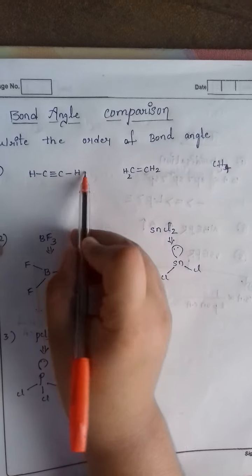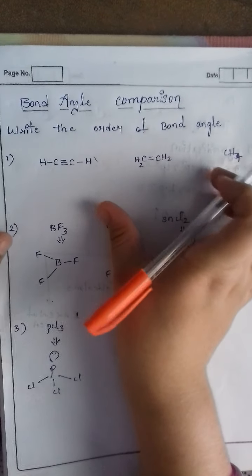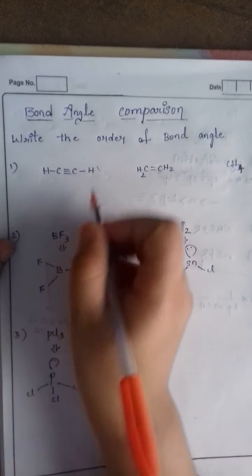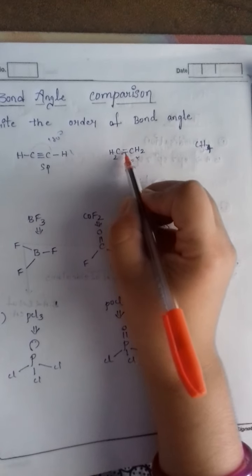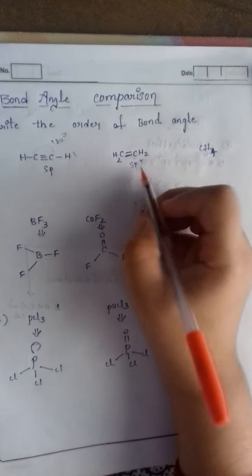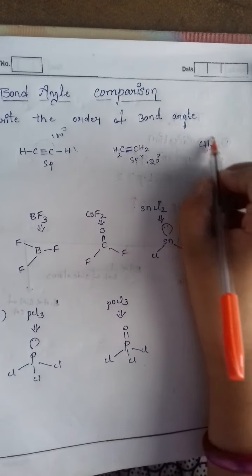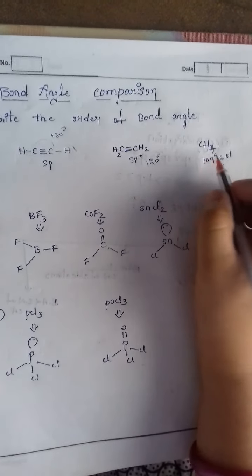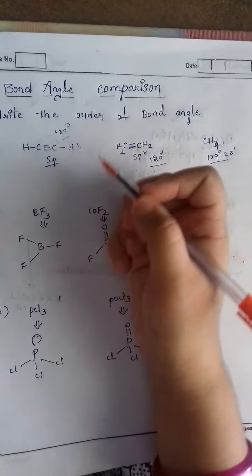First question here is acetylene, then ethene and then methane. Here we need to show the bond angle comparison, meaning whose bond angle is more. As you can see, acetylene is sp hybridization because it's a 180 degree angle. This is sp2 because two bond orders are here, so its angle is going to be 120 degrees. And this is methane, tetrahedral, 109 degrees 28 minutes. Always remembering these values is very difficult, so we will see some tricks to solve these questions.